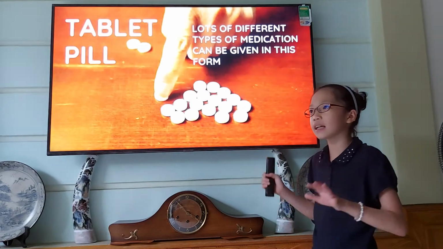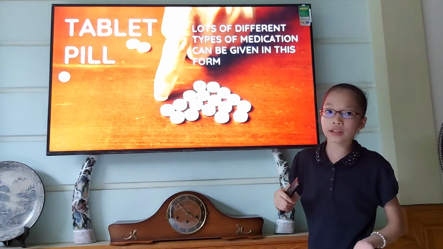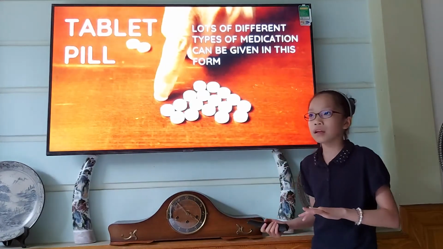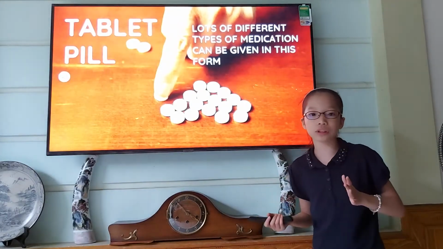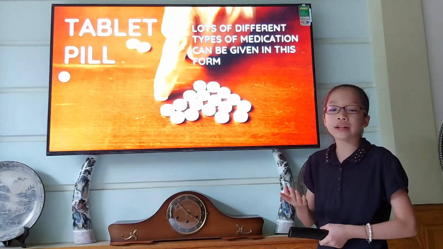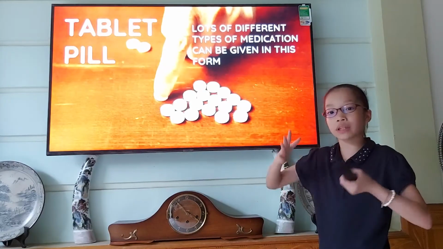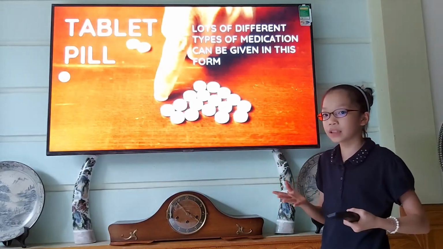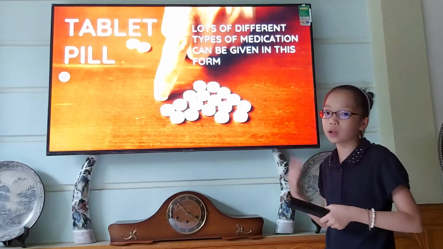I think that I prefer liquid and then pill, because some children can't swallow a pill. They can't take it with water. So they have to make it into a liquid, which is really, really bitter. That's why I prefer taking a pill more.